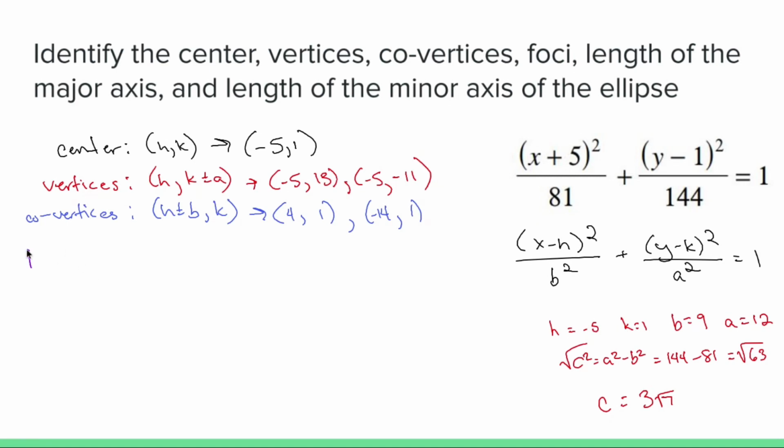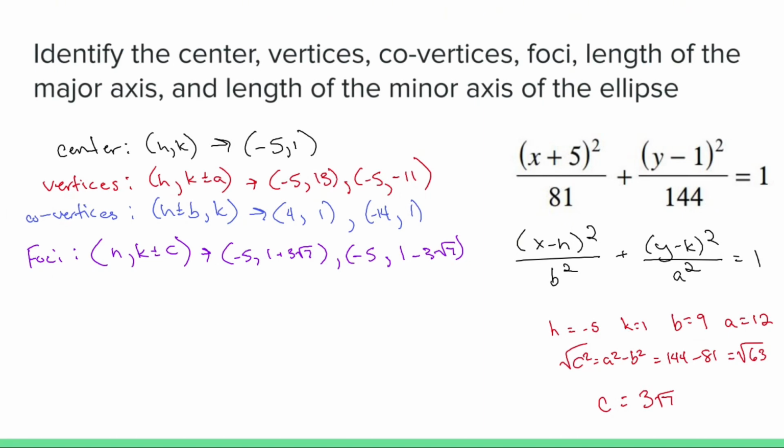We got our foci. That's going to be given to us as (h, k plus or minus c). So h was negative 5, 1 plus 3 root 7, and negative 5, 1 minus 3 root 7. That's going to be our foci.